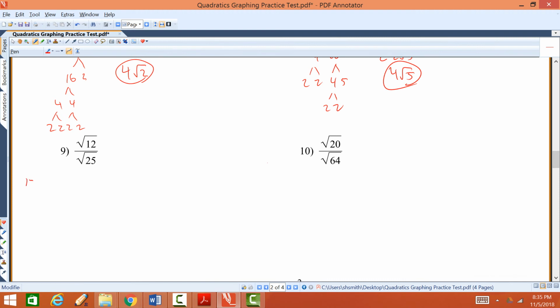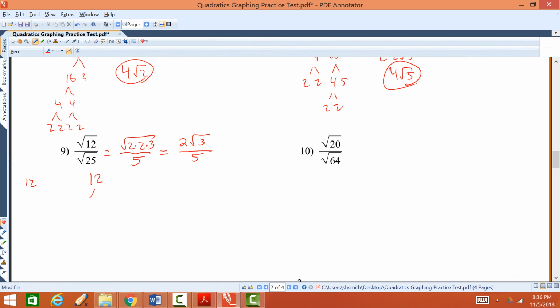Okay, for this one, we need to break up 2 numbers. So 12, actually, you don't need to break up the square root of 25 because the square root of 25 is 5. So this is just 5 at the bottom. But what about 12? So that's 4, 3, 2, 2. So 2 times 2 times 3. I don't know why that keeps disappearing. I think it's because I'm at the margin. So this is 2 square root of 3 over 5.